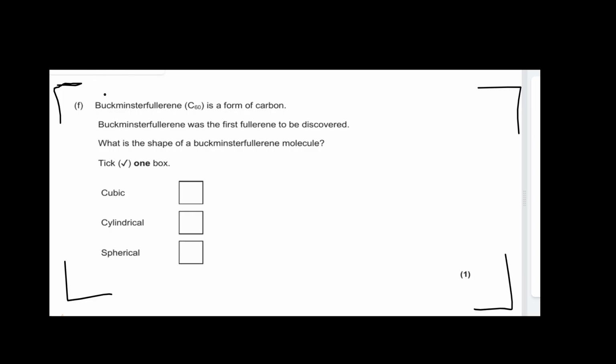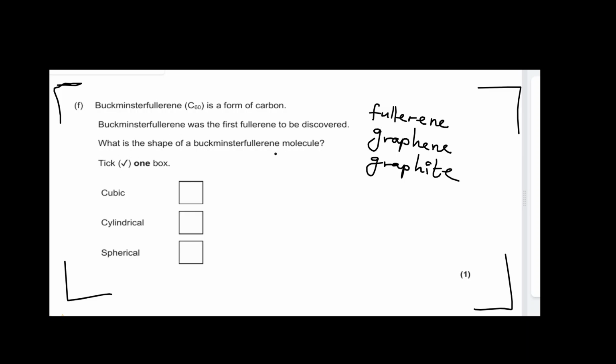Okay, next one. Buckminster fullerene is a form of carbon. You need to remember that carbon has different forms, so you can have it as fullerene, you can have it as graphene, graphite. Okay, so these are all different forms of carbon.